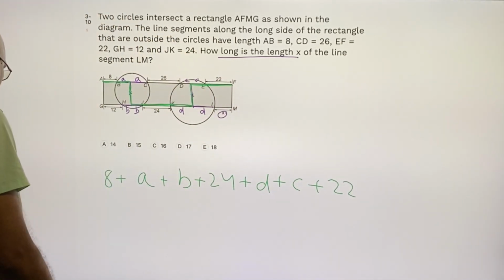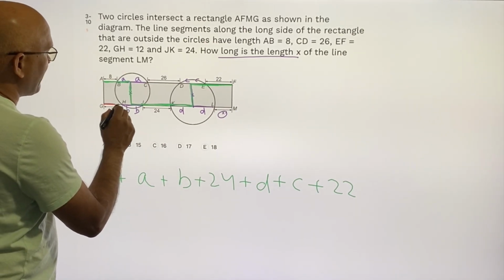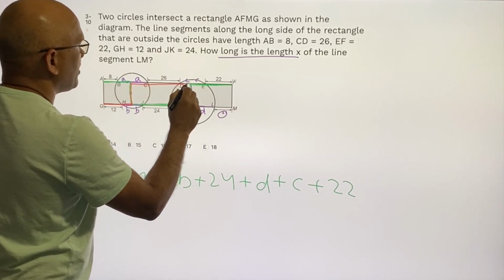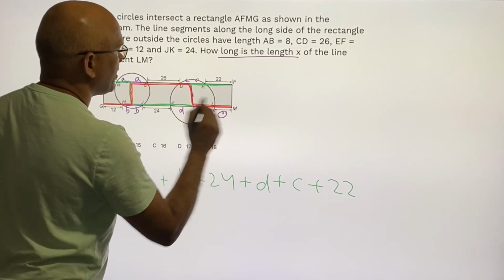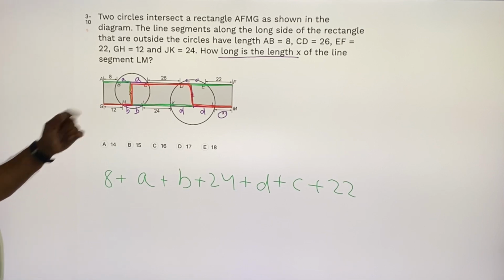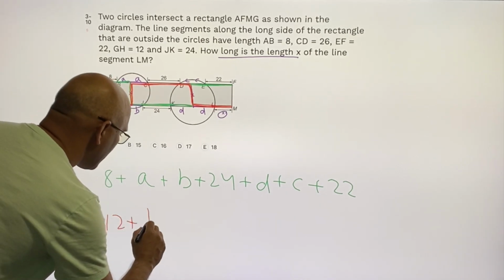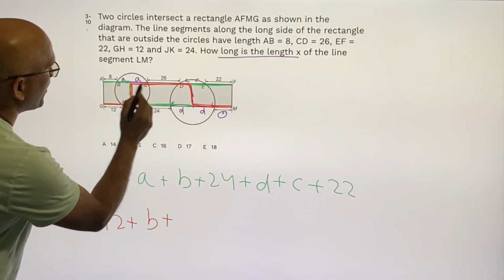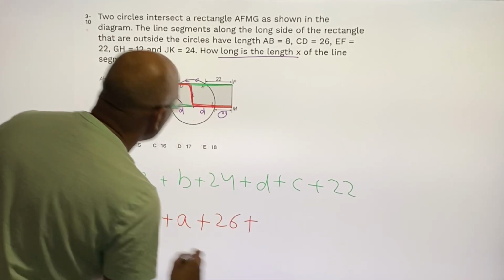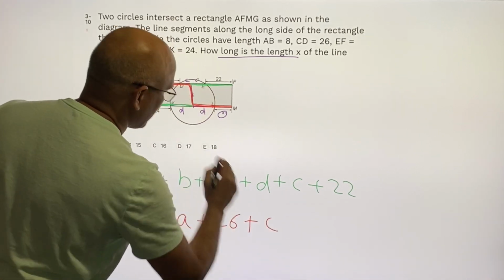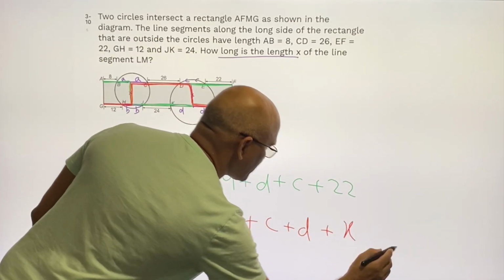Now let me use a different color. I will construct another path that I will travel like this. Here, go up. Again here, this is a red line. Now what is the length of that line? It's going to be 12 plus B, plus, I go here, A, plus 26, and then C, and then come down and I have D, and then I have X plus X.